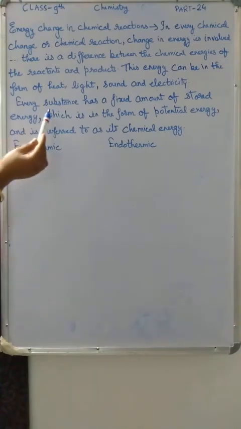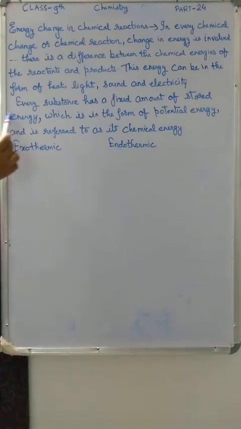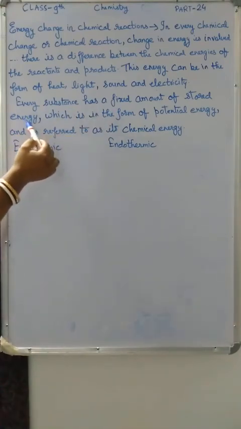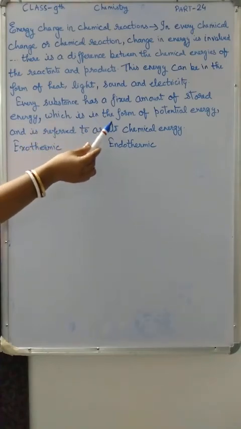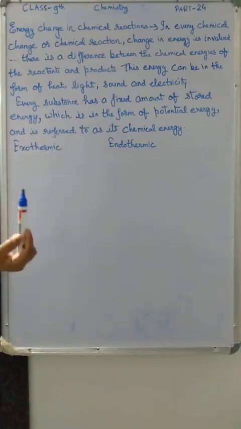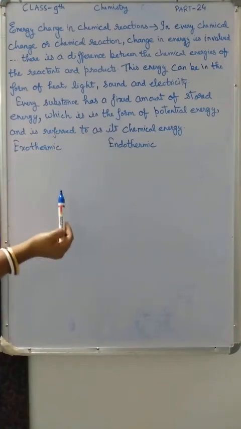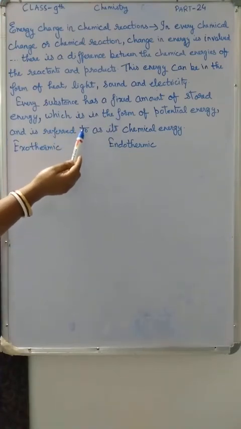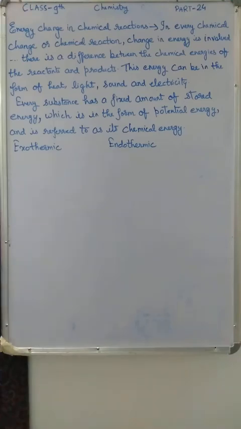We know that every substance has a fixed amount of stored energy, which is in the form of potential energy. I hope all of you know the meaning of potential energy. This potential energy is called chemical energy. Whenever any chemical change is going on, energy is either absorbed or released.